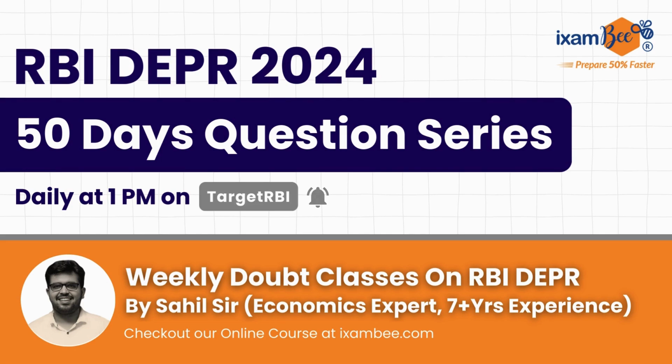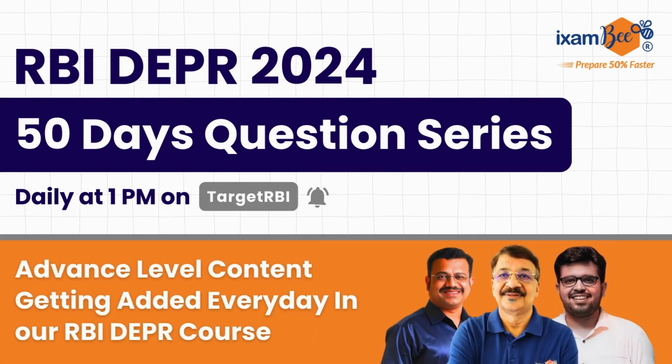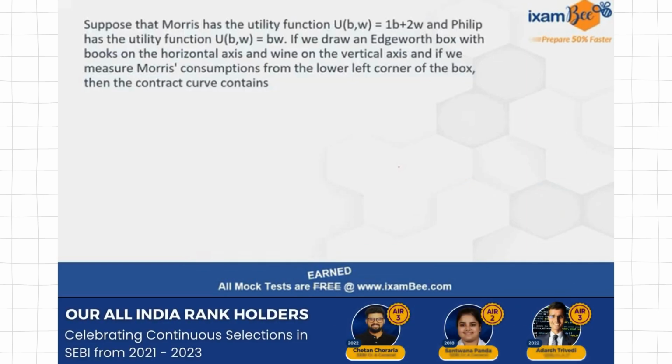Here we are on day number 35 in the series of 50 days, 50 questions for the RBI DEPR Phase 1 2023 examination. The question that I've brought for you today is from general equilibrium analysis.